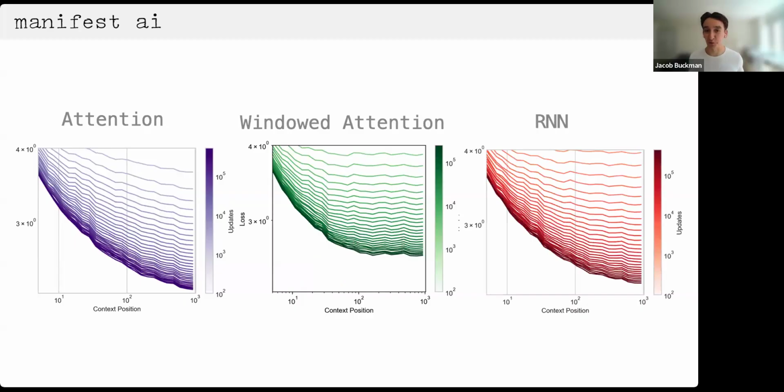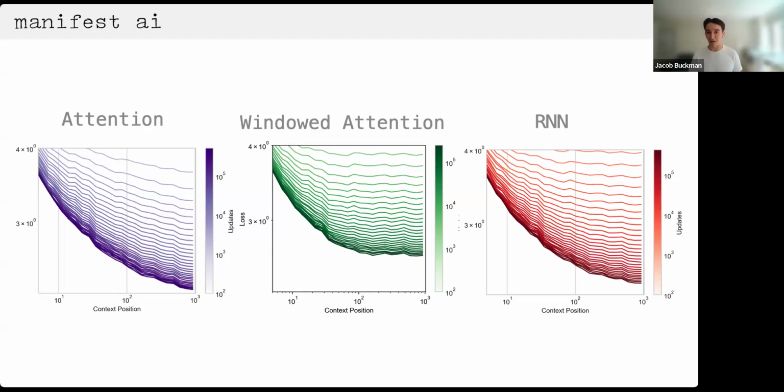But this is completely different for an RNN model. The RWKV, this I believe is a RWKV plot, but GLA, GSA, these models have in-context learning curves that look way more similar to attention. In other words, these models can actually utilize the entire state.